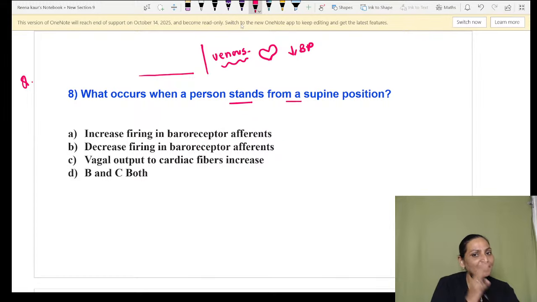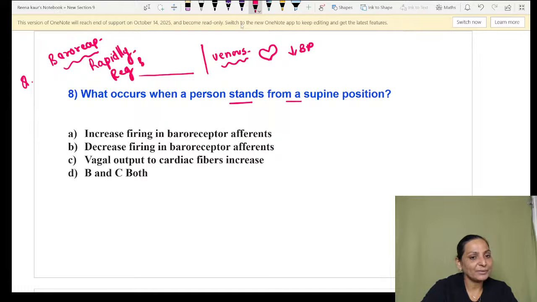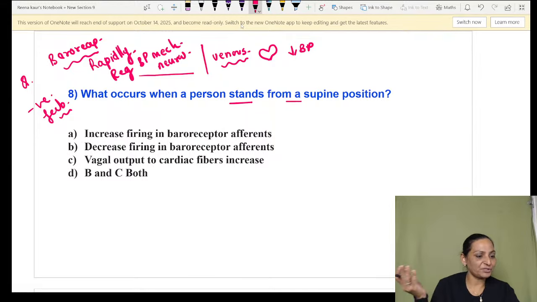So this fall in blood pressure is immediately sensed by your baroreceptors, because the baroreceptors are very, very important in the rapidly regulating blood pressure mechanisms, which is neural. It is an example of a negative feedback mechanism. Okay? Now, what are you expecting when I have told you the physiology that there is going to be a decrease in blood pressure? So what are you expecting?